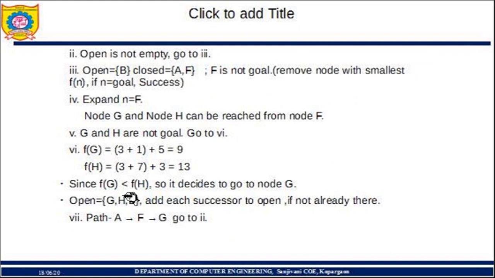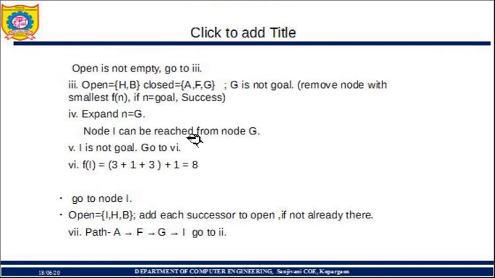Again, you need to compare. Which one is less? G. So further, you're going to explore G. Put G and H into open. B is already there in open. You put G and H because they are newly explored and they were not there in open. So add each successor to open if they are not already there. Further, what path did we get? From A we went to F, from F we went to G. Next, open is not empty, so go to step 3.